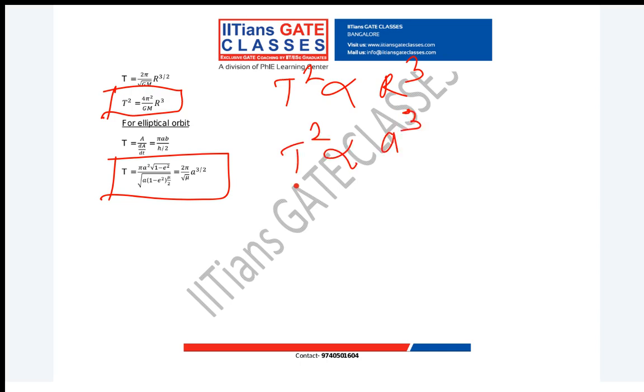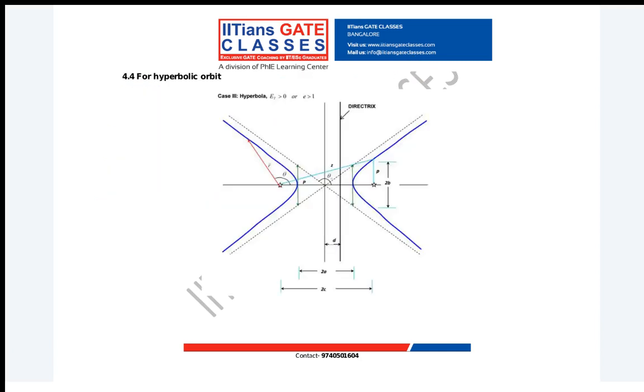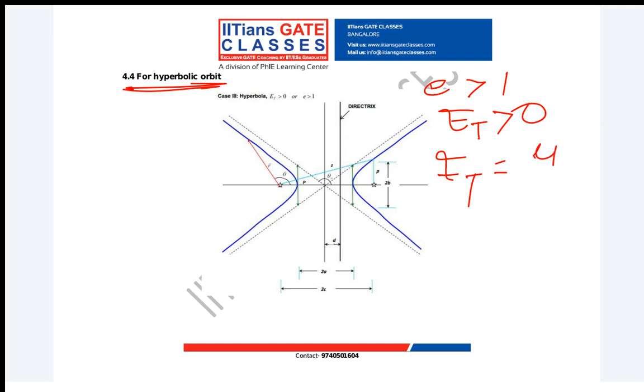Okay. So you guys can remember this formula, and how it is derived is also mentioned here. Now the last part, which is hyperbolic orbit. In the case of hyperbolic orbit, what is your formula? E is greater than 1 and ET is also greater than 0. And I already told you, if you derive it, ET will come as mu upon 2A.